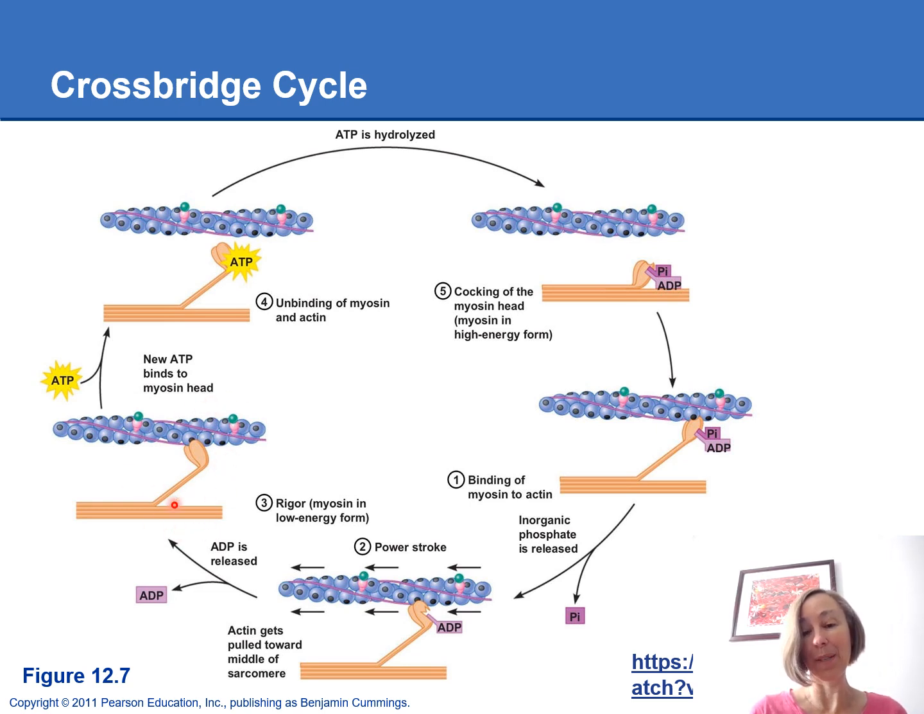until ATP binds to the myosin heads, and then it can let go of the thin filament. Okay, but it will just stay there, bound and holding on to that thin filament until the ATP binds. So we call that rigor because it'll hold the thin filaments in that contracted position until the ATP binds, and then it can let go.